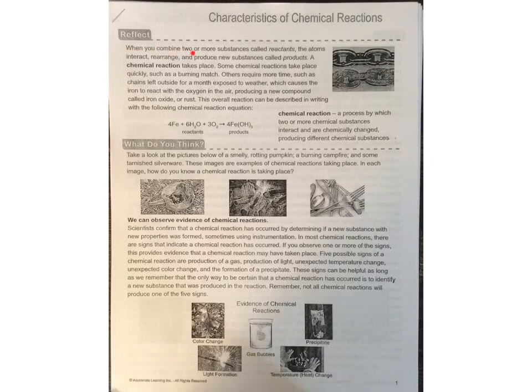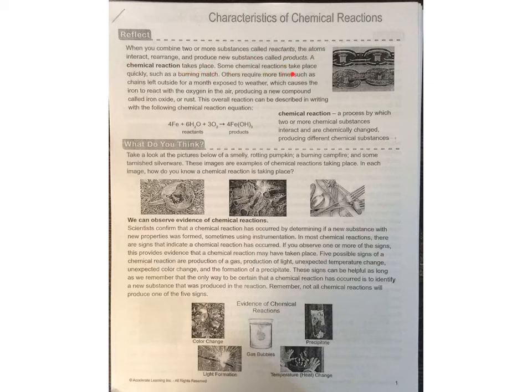When you combine two or more substances called reactants, the atoms interact, rearrange, and produce new substances called products. Hey, we already know that. Reactants are on the left-hand side of the arrow, and the products are on the right-hand side of the arrow. A chemical reaction takes place.